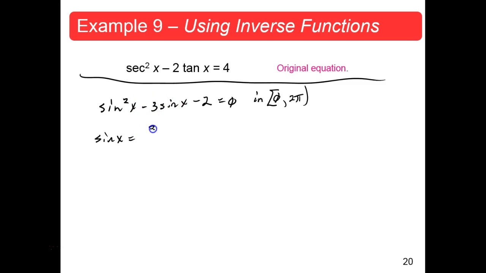Negative negative 3, which is a positive 3, plus or minus the square root of, which is 9. What follows that? Minus 4 times what? 1 times negative 2, is that what you said? Okay. All divided by, which is 2.